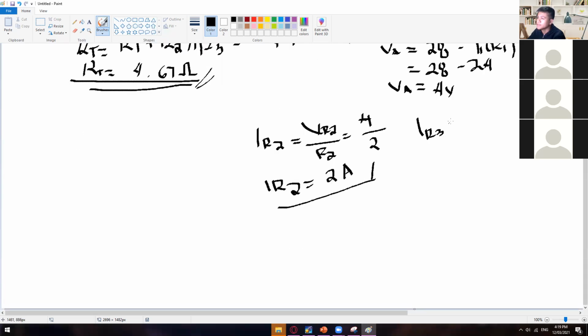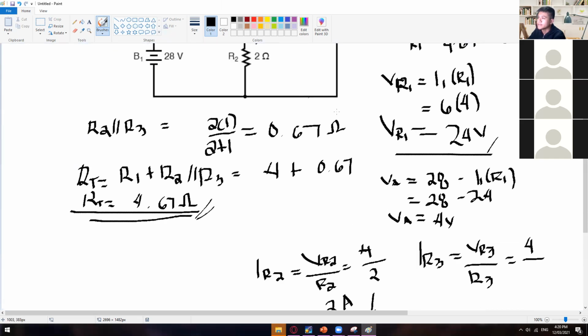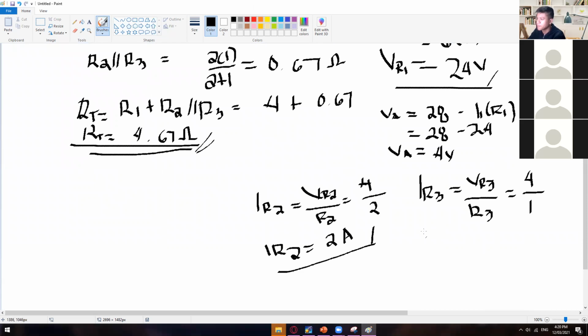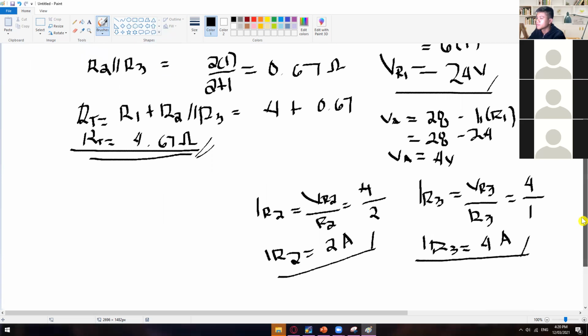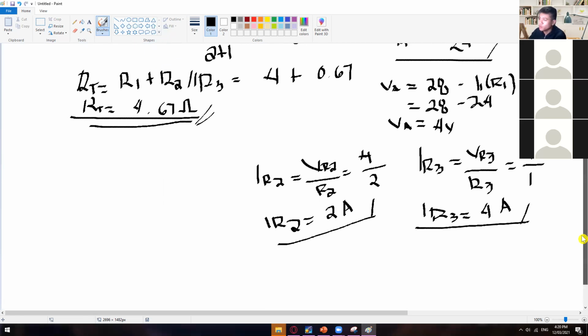So IR3 is equal to VR3 divided by R3. So VR3 is also 4 volts since they are in parallel, and R3 is 1 ohm. So in here, IR3 is equal to 4 amps. So solving the VR2 and VR3 is already simple since they are parallel with each other. So VR2 and VR3 is already 4.